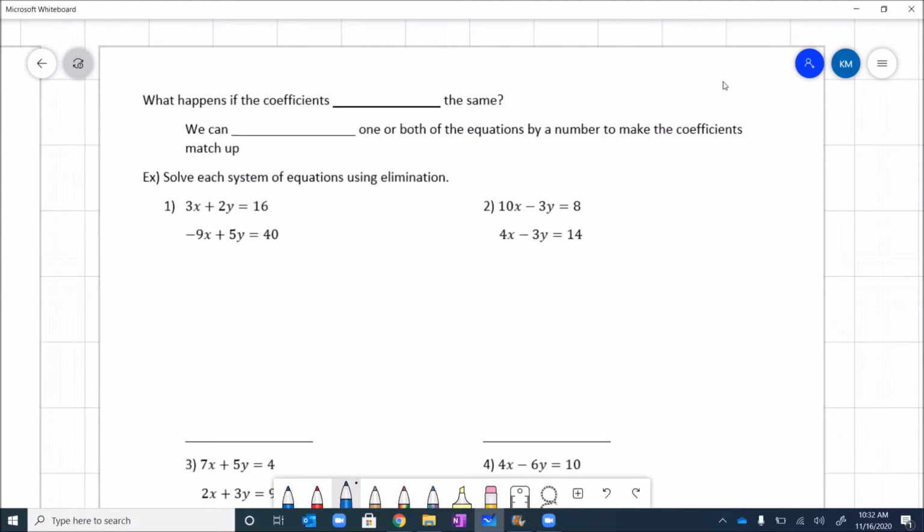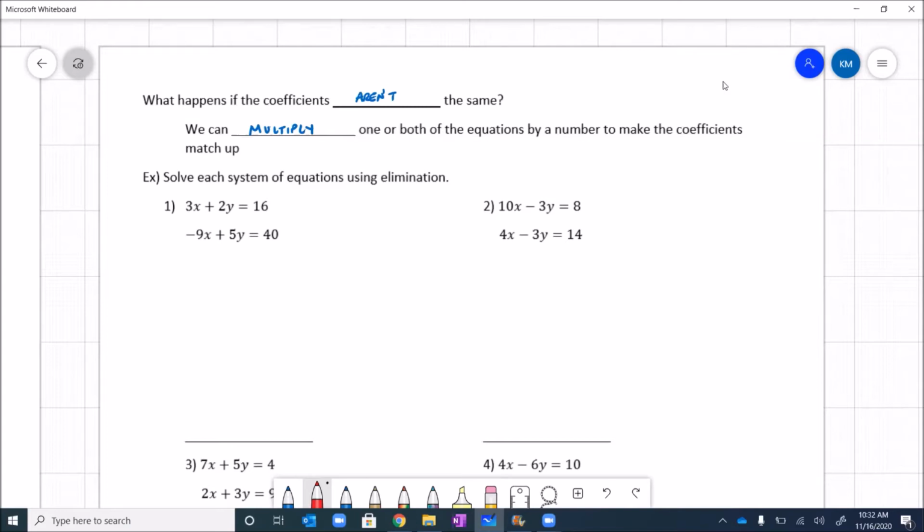Okay, what if the coefficients aren't the same? We can multiply one or both of the equations by a number to make the coefficients match up. So let's look at that in some examples here. We have 3x plus 2y equals 16 and negative 9x plus 5y equals 40.